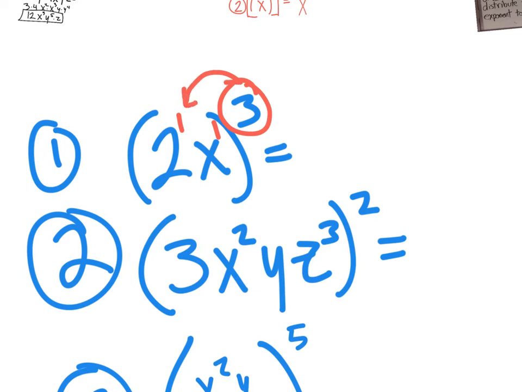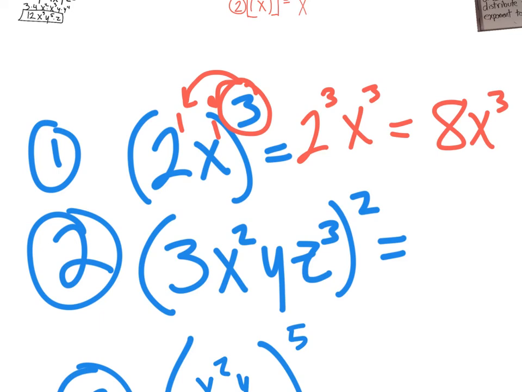So power to a power, you multiply. So you really have 2 to the third, x to the third. And 2 to the third, you could actually do that. You have to do it. What is 2 times 2 times 2? That's not 6. That's 8x to the third.